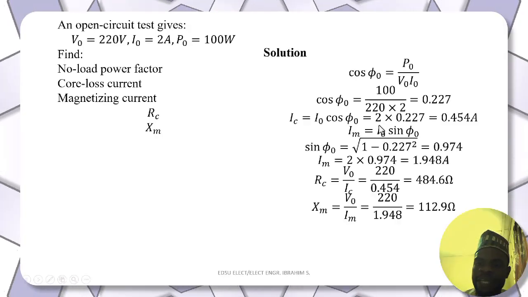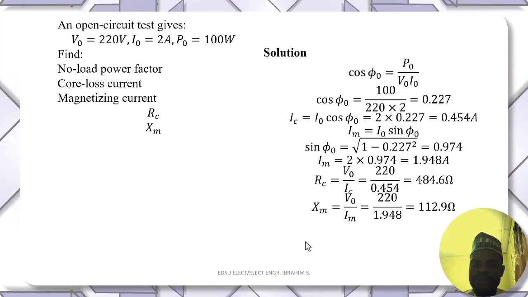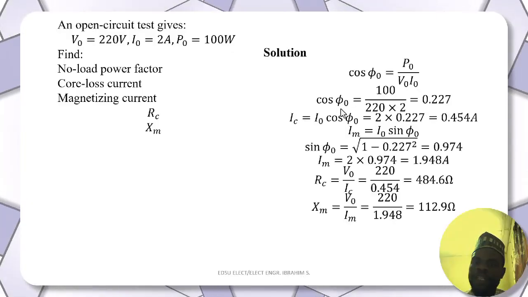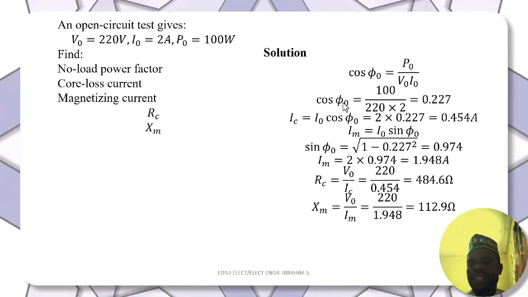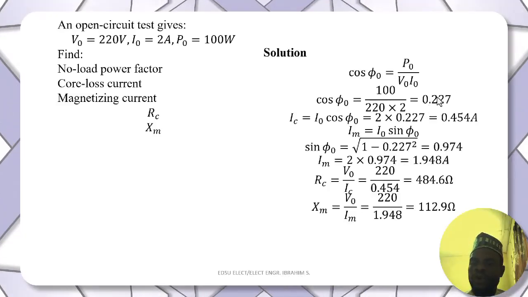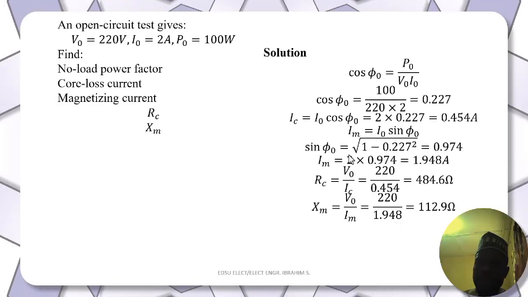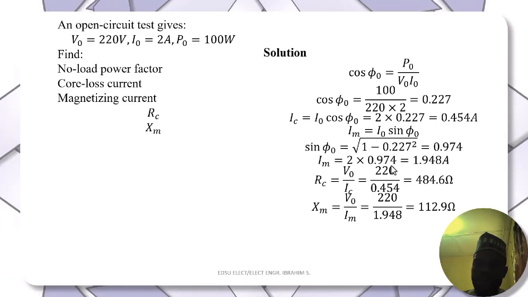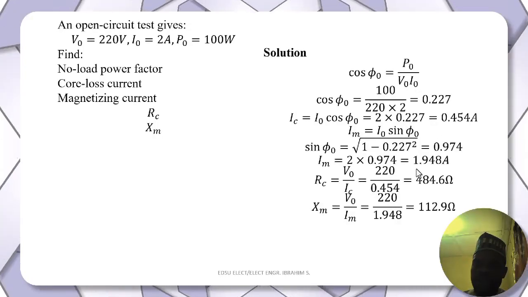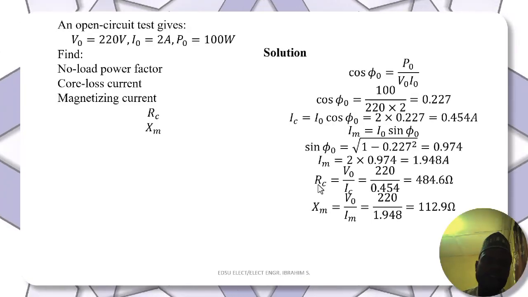My IM is I no load times sine theta. Either you take this route, or you can take the inverse cos of this, which will give me the angle. Once you look for the cos inverse of this, I will have my IM equals my I naught, which is 2, multiplied by the sine of theta, which is this. So I should have 1.948.